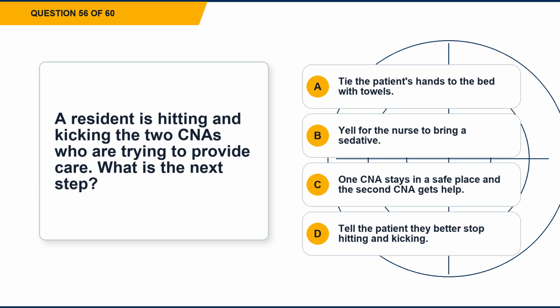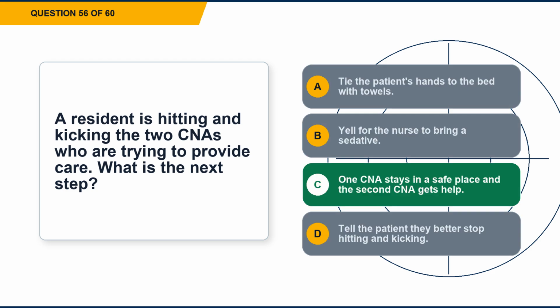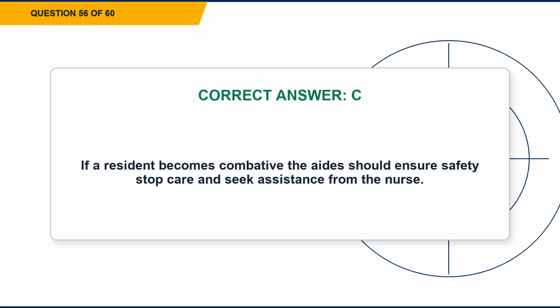Question 56. A resident is hitting and kicking the two CNAs who are trying to provide care. What is the next step? Option A, tie the patient's hands to the bed with towels. Option B, yell for the nurse to bring a sedative. Option C, one CNA stays in a safe place and the second CNA gets help. Option D, tell the patient they better stop hitting and kicking. The correct answer is option C, one CNA stays in a safe place and the second CNA gets help. Explanation: if a resident becomes combative, the aides should ensure safety, stop care and seek assistance from the nurse.